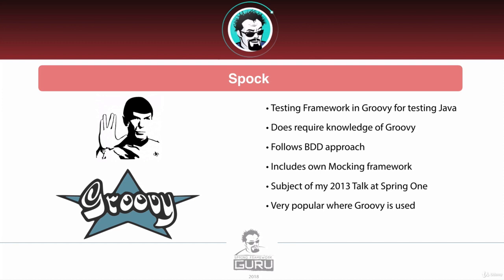At Spring One, I'm pretty sure it's 2013, I did a speech on using Spock along with Spring MVC Test. So there's a lot of pure JUnit stuff with Spring MVC Test, but not a lot of Spock. And Spock brings a number of nice advantages to the table where you can use mocks right within the framework. And Spock is also very popular in shops where Groovy is used. Different Java shops can be a little flaky. They might not like Groovy, so you might not be able to use Spock. I am a fan of Spock, so I do plan on adding Spock content to this course.